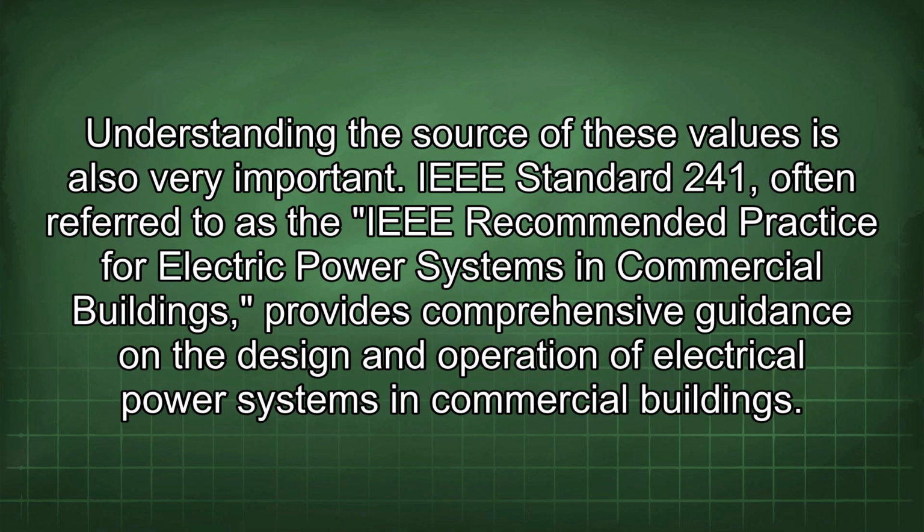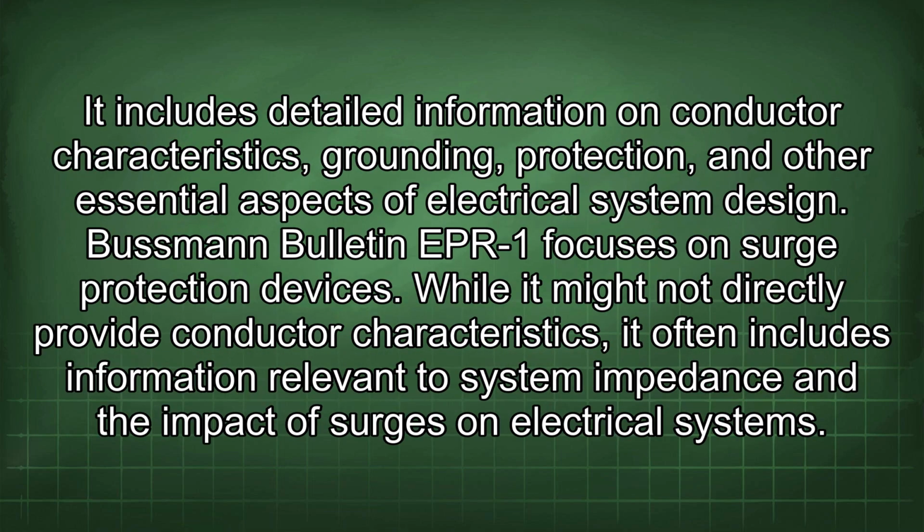IEEE Standard 241, often referred to as the IEEE Recommended Practice for Electric Power Systems in Commercial Buildings, provides comprehensive guidance on the design and operation of electrical power systems in commercial buildings. It includes detailed information on conductor characteristics, grounding, protection, and other essential aspects of electrical system design.